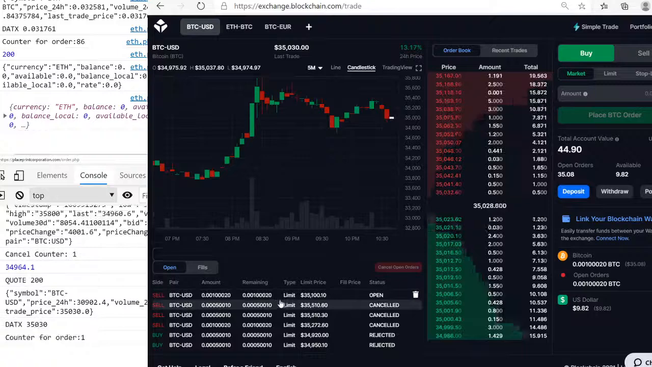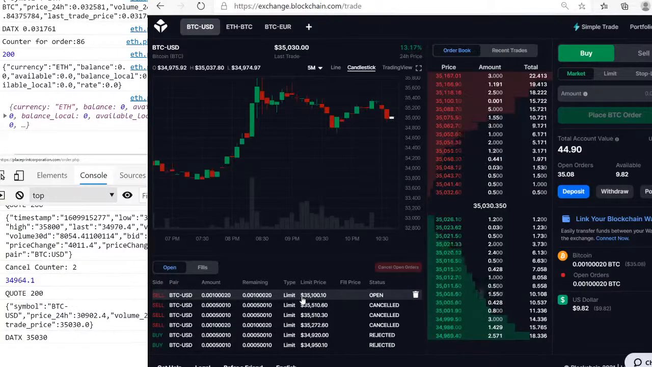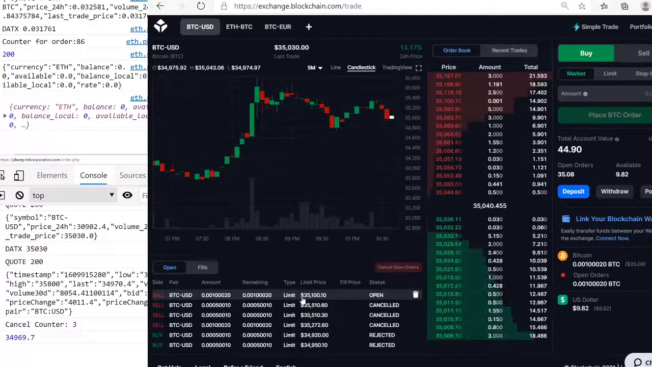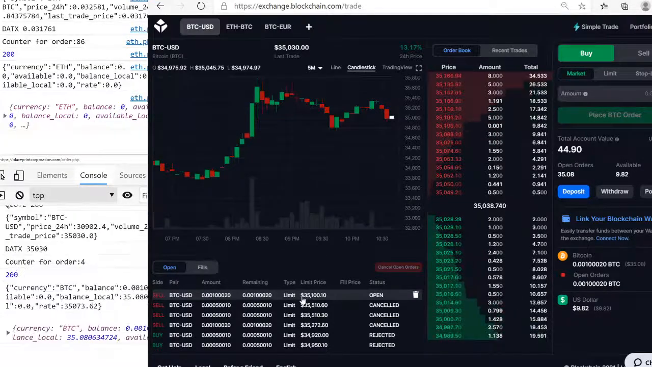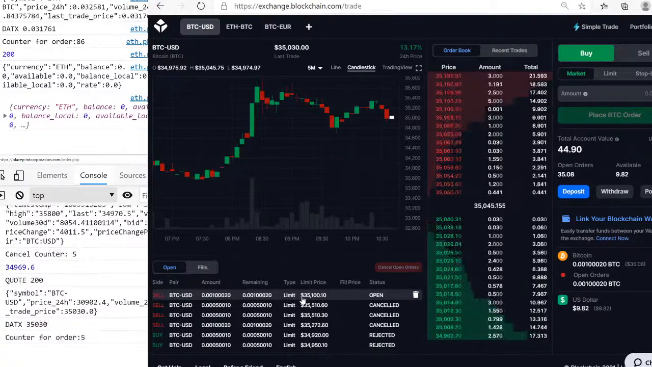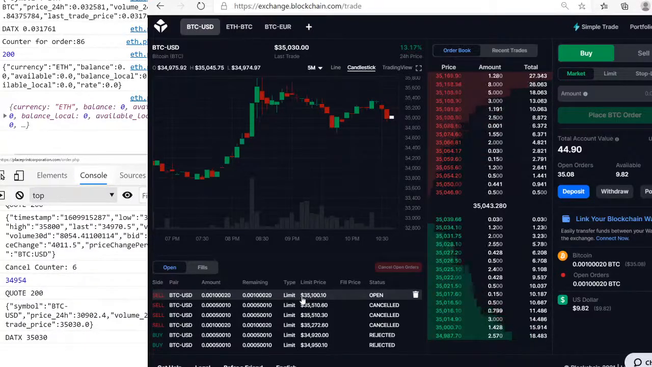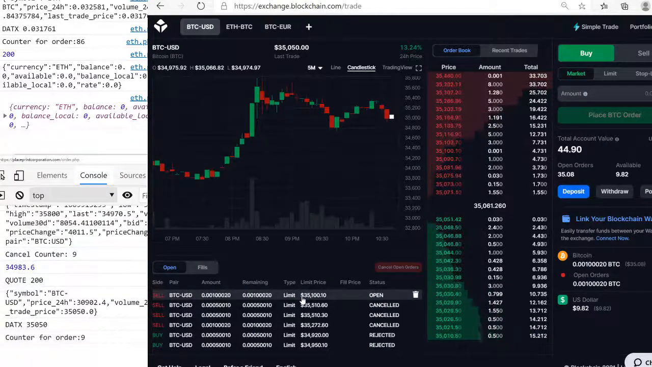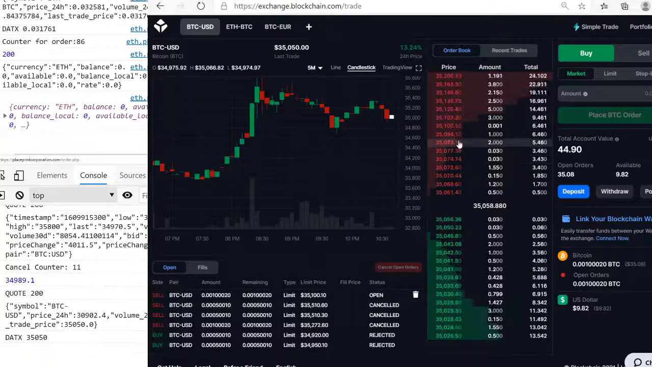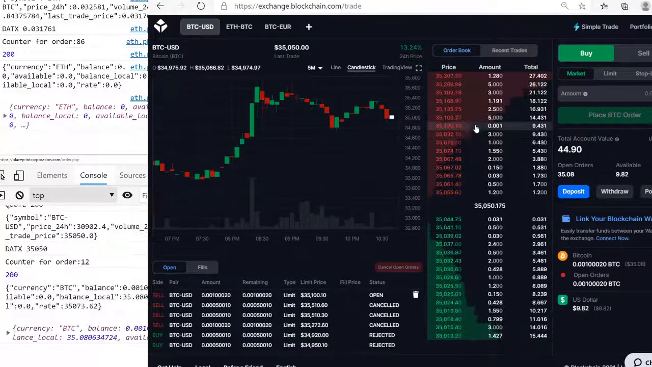So we just made a new one at 35,100. Bid now 35,045. So they're going to try and sell them at 35,100, which actually might be nice. Get them out and then start fresh. 35,100 offer. See that? 0.0001.